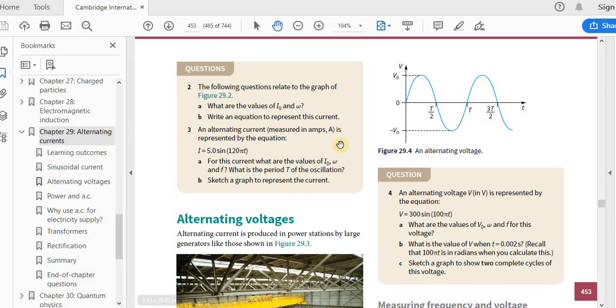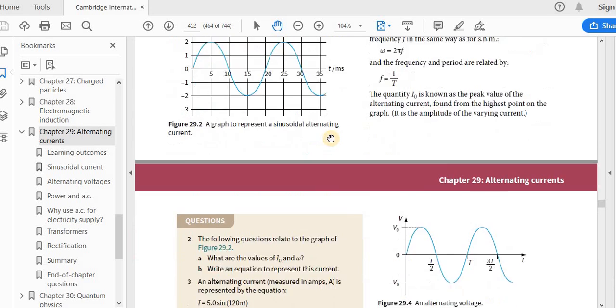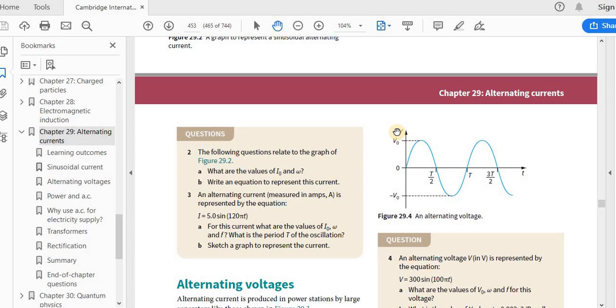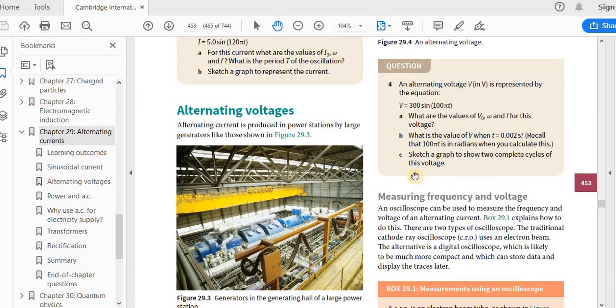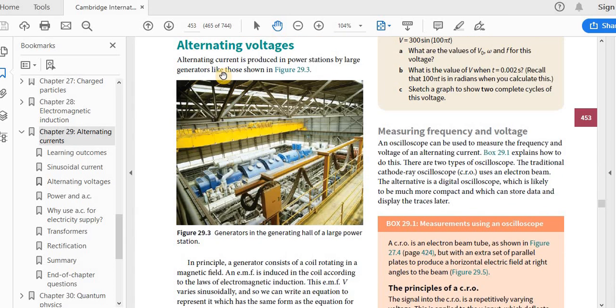Okay, then we have alternating voltage. Again, first thing you do when you get a graph is look at the axes. Here it is current, here it is time. Current in amperes, time in milliseconds. Similarly, here you have voltage, here you have time. Now this is also sinusoidal because it's the shape of a sine wave. Okay, so if you have alternating current, you will get alternating voltage. And alternating current, you know, the generator produces alternating current.